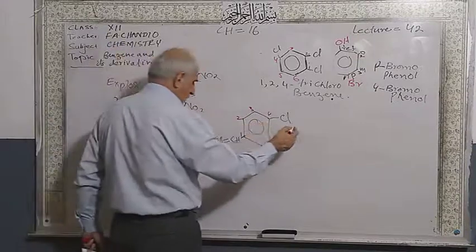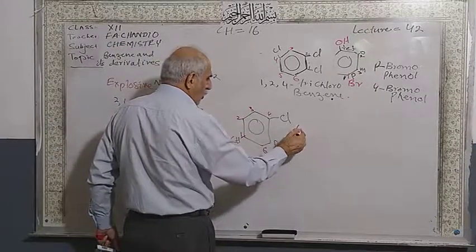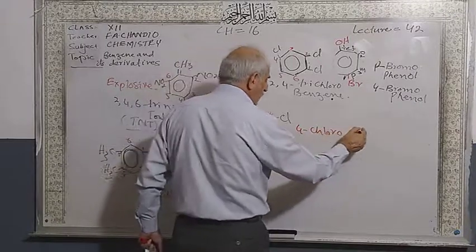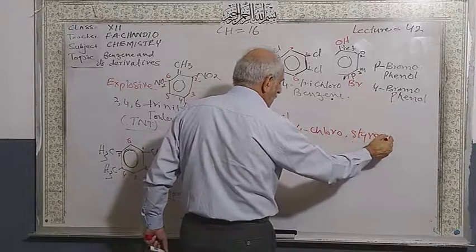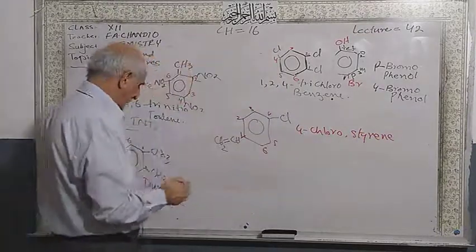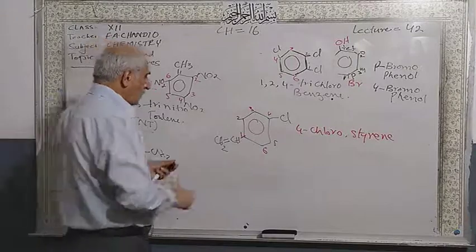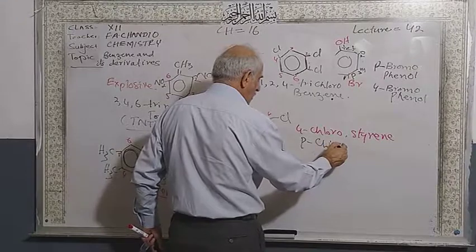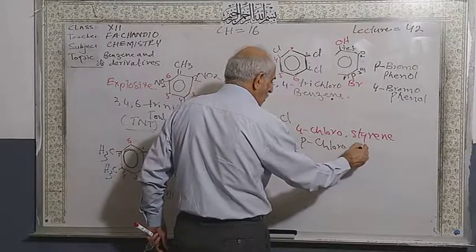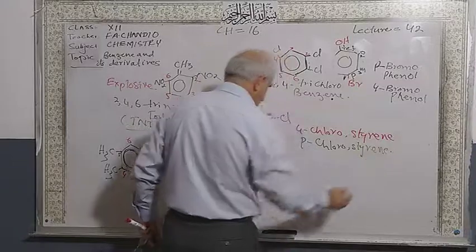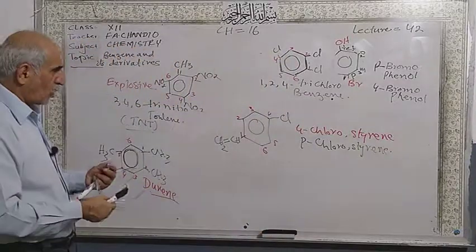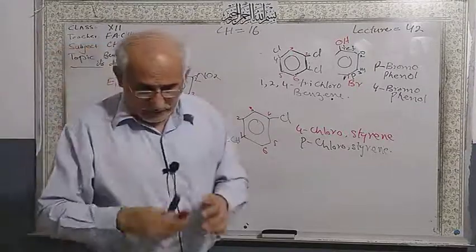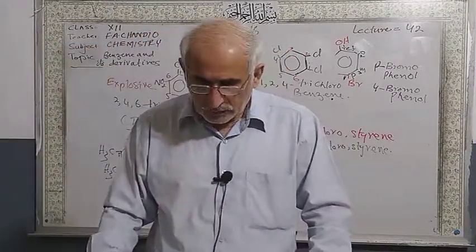So the name of this compound will be 4-chlorostyrene, or p-chlorostyrene. These are given in your book and you have to solve them.